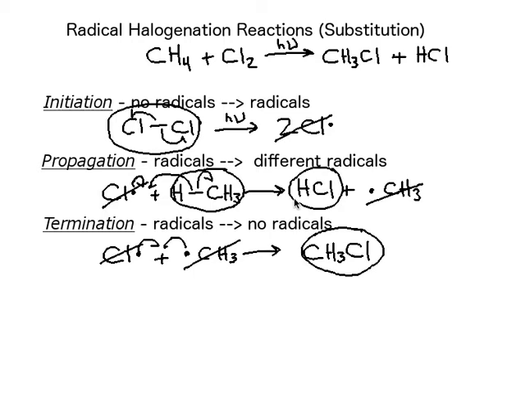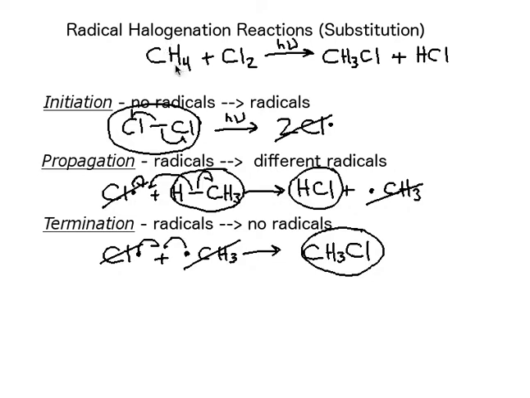Okay, in the last video we talked about the mechanism behind these radical substitution reactions. In this video we're going to talk about whether there's any specificity for which hydrogens on an alkane get substituted for, and what's the scientific basis for that selectivity.